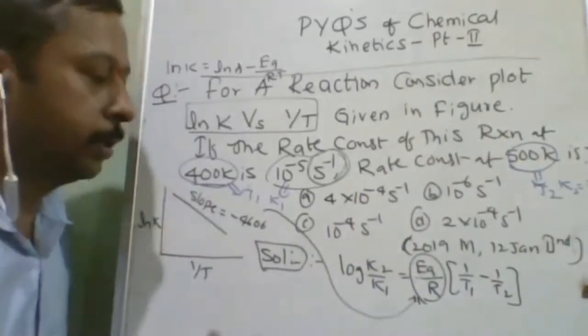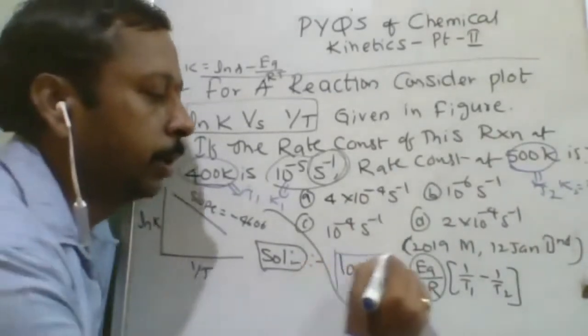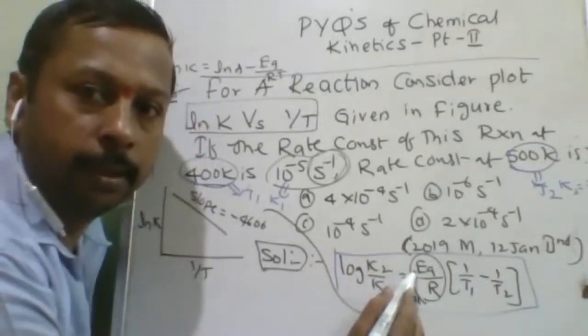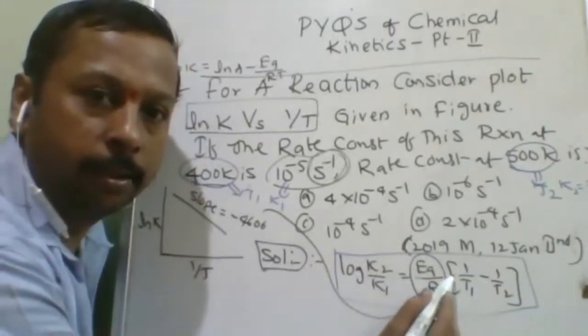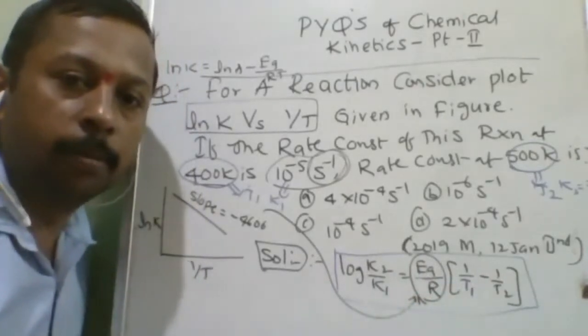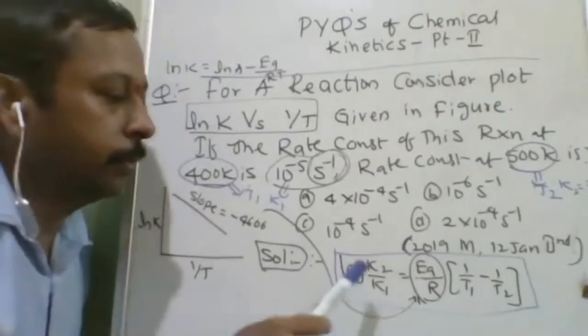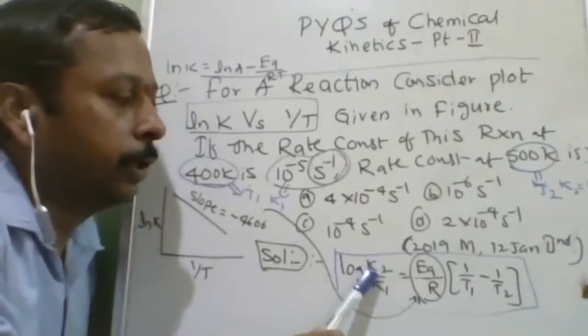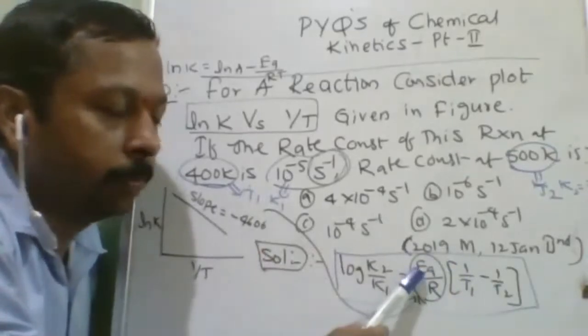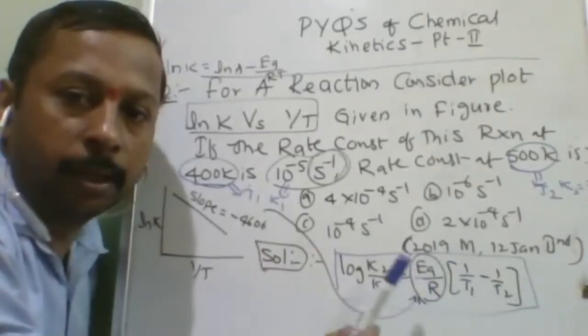According to this question, what is the suitable formula? Log K2 by K1 is equal to EA upon R into 1 upon T1 minus 1 upon T2. This is the suitable formula. K2 we have to find out. K1 is already given. T1, T2 already given. The main problem is EA upon R.